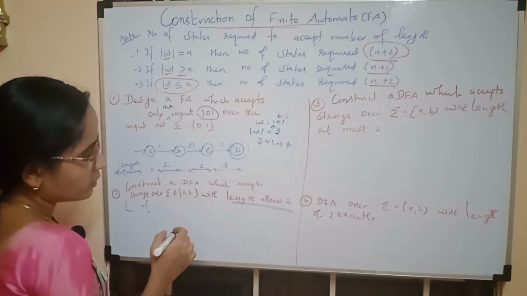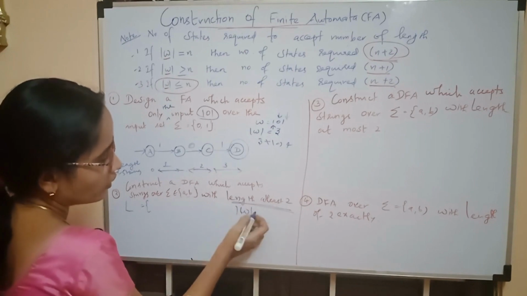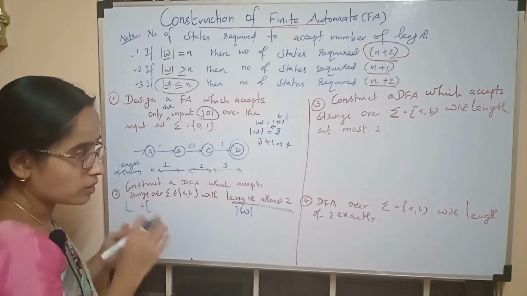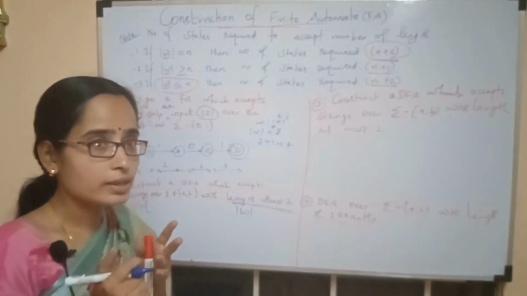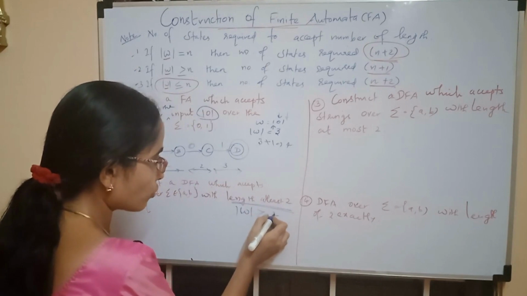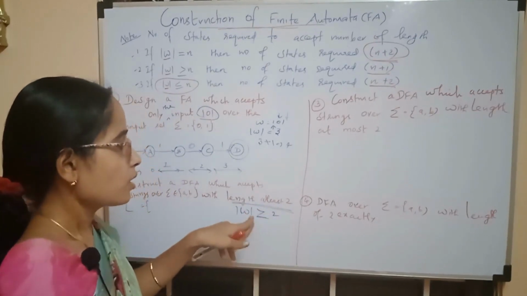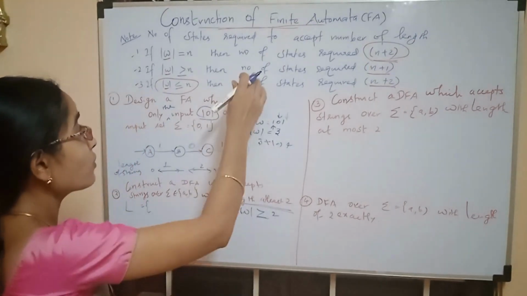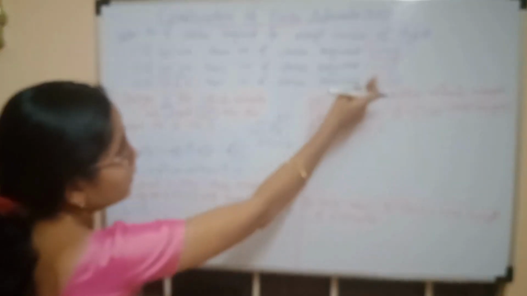At least 2 means what? Take W as the string. How will you write at least 2 in mathematical notation? The length of the string should be 2, or otherwise it can go more than 2, which means greater than or equal to 2. This will be the mathematical notation for such kinds of problems. For length at least 2, you have the formula: if |W| is greater than or equal to n, then the number of states required is n plus 1, right?